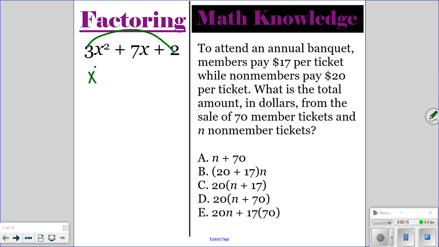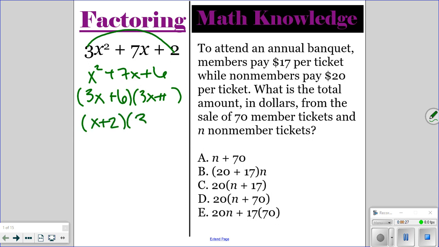So you're going to have x squared plus 7x plus 6. You're going to replace the 3 as you factor. The first one will reduce to x plus 2, and the second one will stay as is. And so that would be your answer.